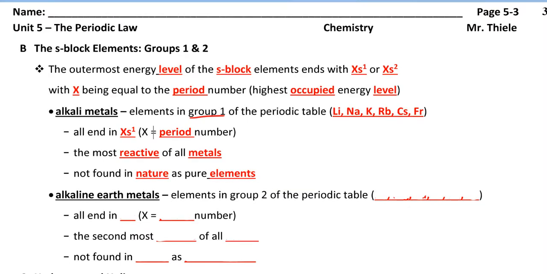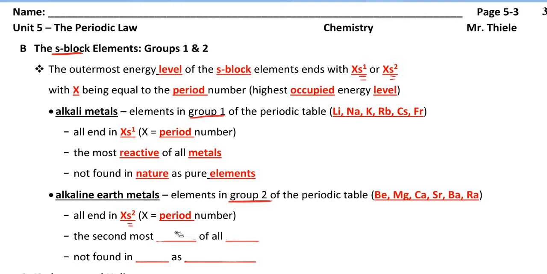Elements in group 2 are the other elements in the S block. Elements in group 2 of the periodic table are the alkaline earth metals, and those consist of beryllium, magnesium, calcium, strontium, barium, and radium. All of the alkaline earth metals end in XS2, and this is why these elements are called the S block elements, because their electron configurations end in S, either S1 if they're the alkali metals, or S2. Again, X is equal to the period number, which also represents the highest occupied energy level.